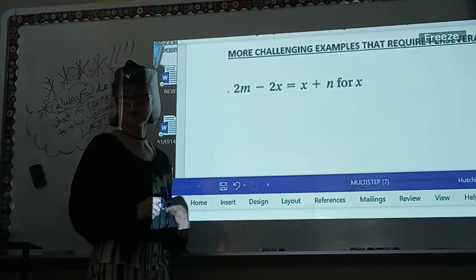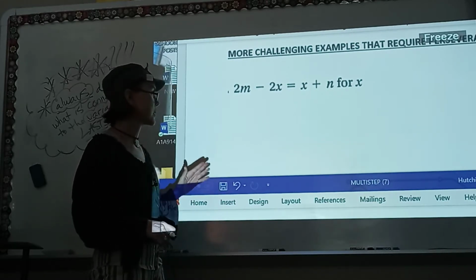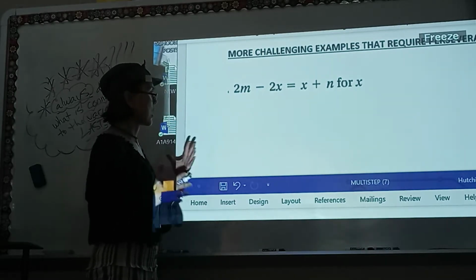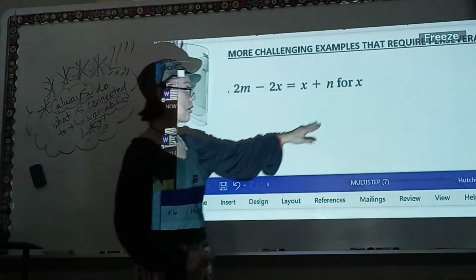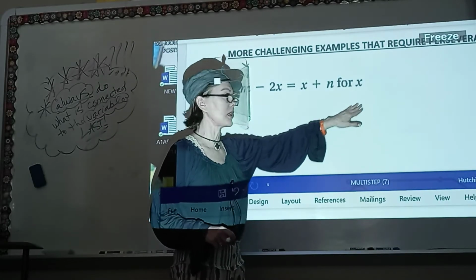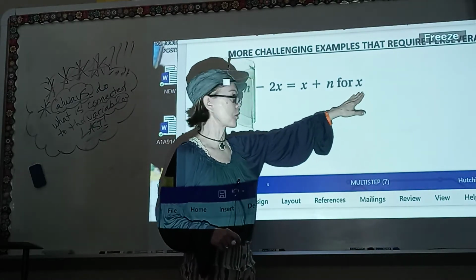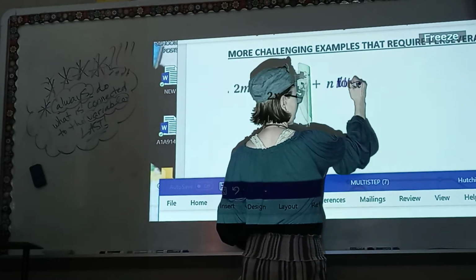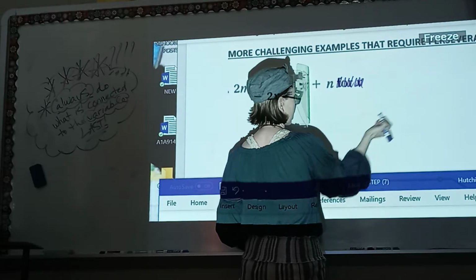Okay, you guys, so this is the Mac Daddy. This is what you're going to see in your assignment. Here, it's telling you what to solve for. When it says "for" something, that means it's telling you what it wants you to solve for. It wants you to solve this for X. So I'm just going to kind of darken this in so it doesn't confuse anyone.